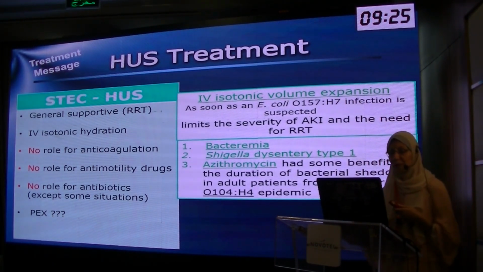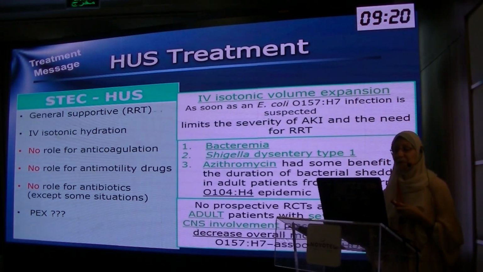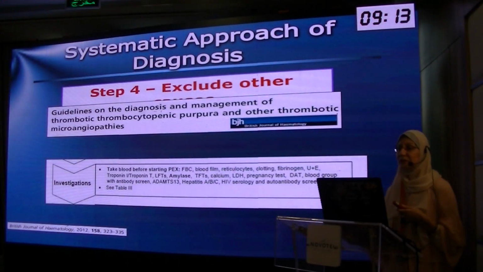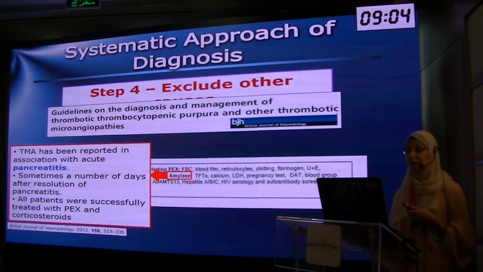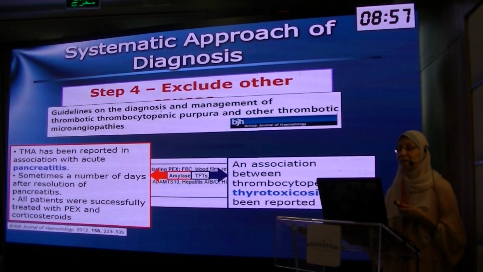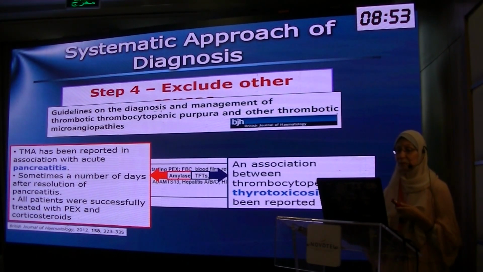Is there a role for plasma exchange? Actually, there are no prospective randomized controlled trials, but it can be used in adults with a combination of severe AKI and CNS involvement. Now, if you still don't find a clear reason, you continue with the investigations, and one important investigation is the amylase, because TMA has been reported to be associated with acute pancreatitis, sometimes occurring a number of days after resolution.